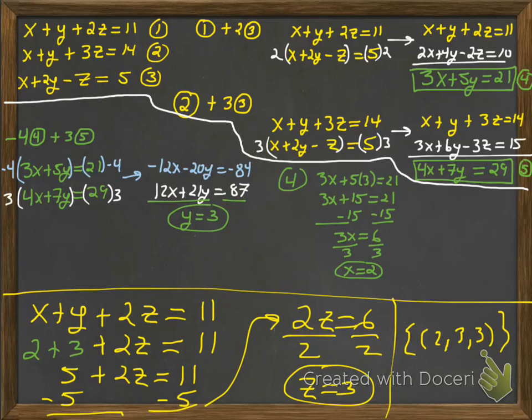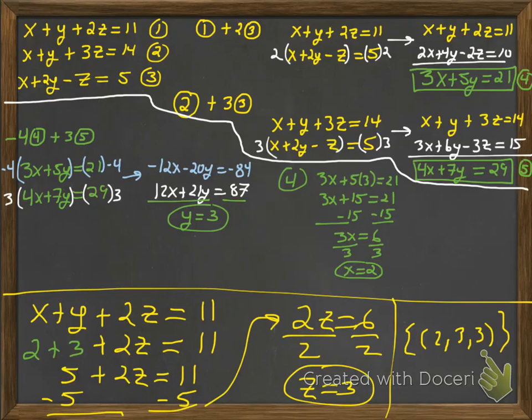And if I go back and check to see if this works in all 3 equations, if x was 2, then we'd have a 2 here. The y is 3, and then the z is also 3. So 2 times 3 would be 6. So 2 plus 3 is 5 plus 6. That's 11. That looks good.